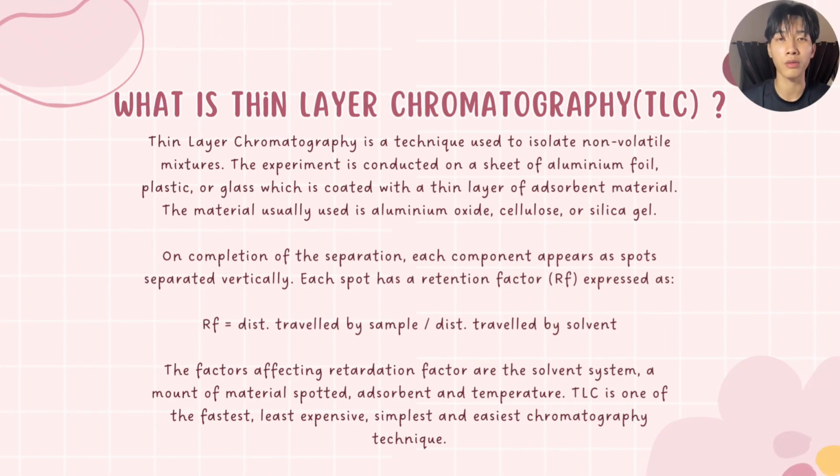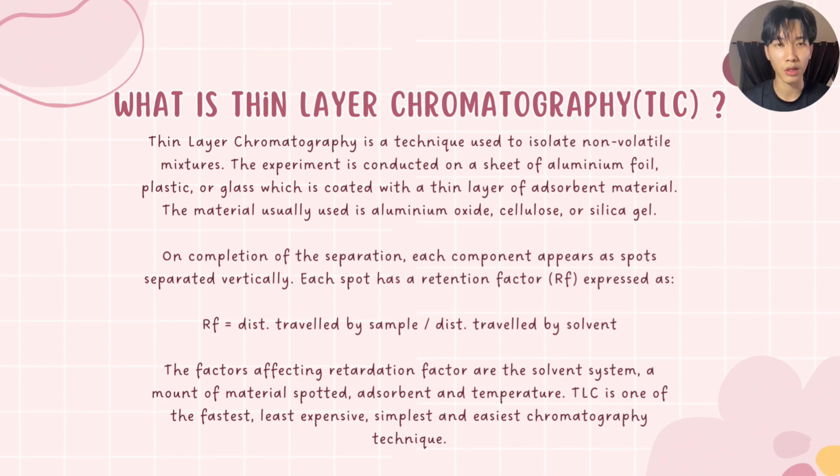One type of chromatography is thin layer chromatography or TLC. It is simple, fast, and affordable. Here is how it works. We use a sheet coated with an adsorbent material like silica gel. First, we spot the sample on the sheet and dip it into solvent. As the solvent moves up the sheet, it separates the components of the mixture into spots.